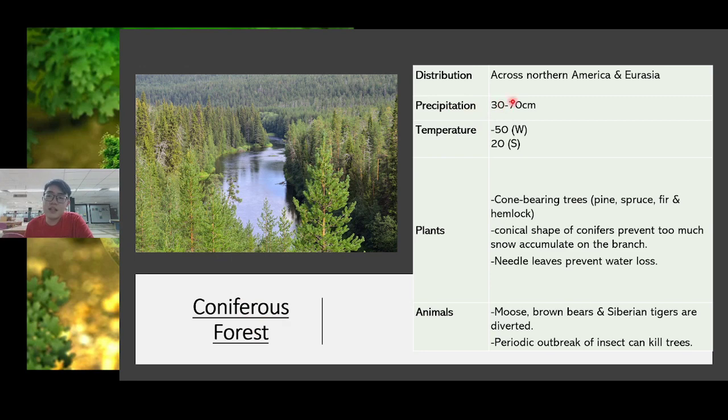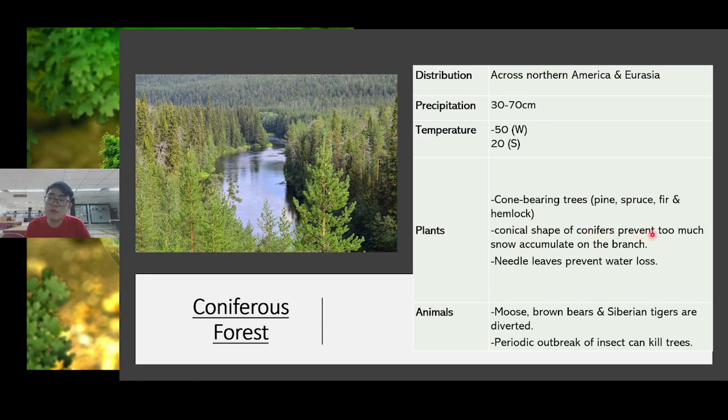And then the precipitation of these forests is about 30 to 70 cm per year. The temperature in winter can be very cold, down to negative 50 degrees Celsius, but in summer the temperature is only 20 degrees Celsius. Why is the summer temperature still low? Because it is facing the north, distributed in northern America, so the temperature is not as high as the equatorial region. For the plants, you already learned coniferous, cone-bearing trees, such as pine, spruce, fir, and hemlock.